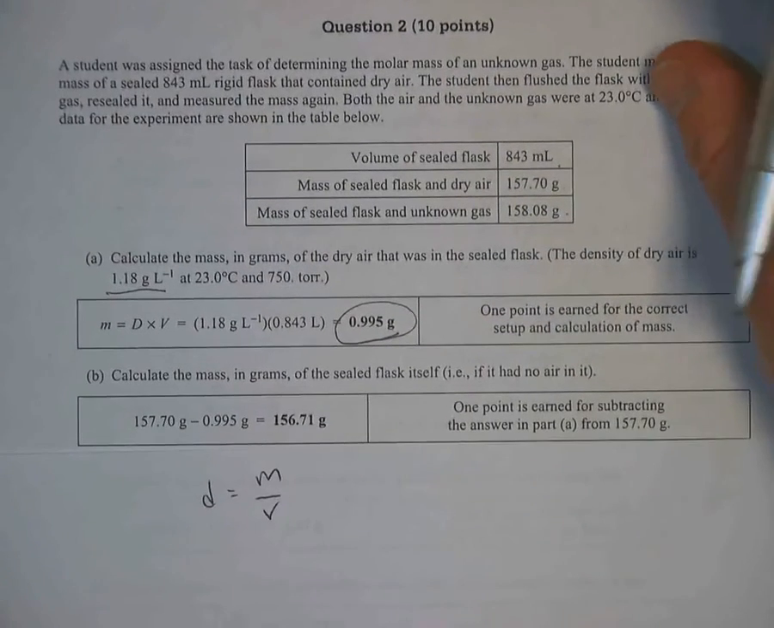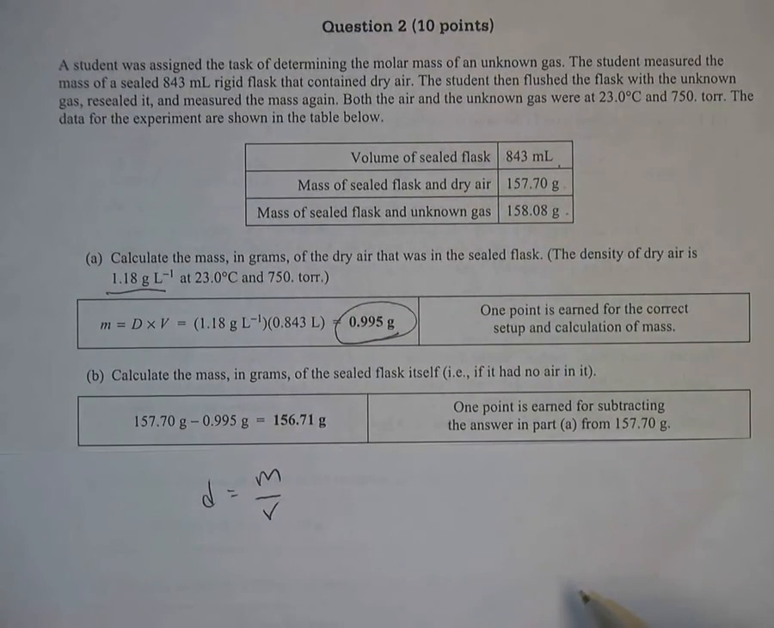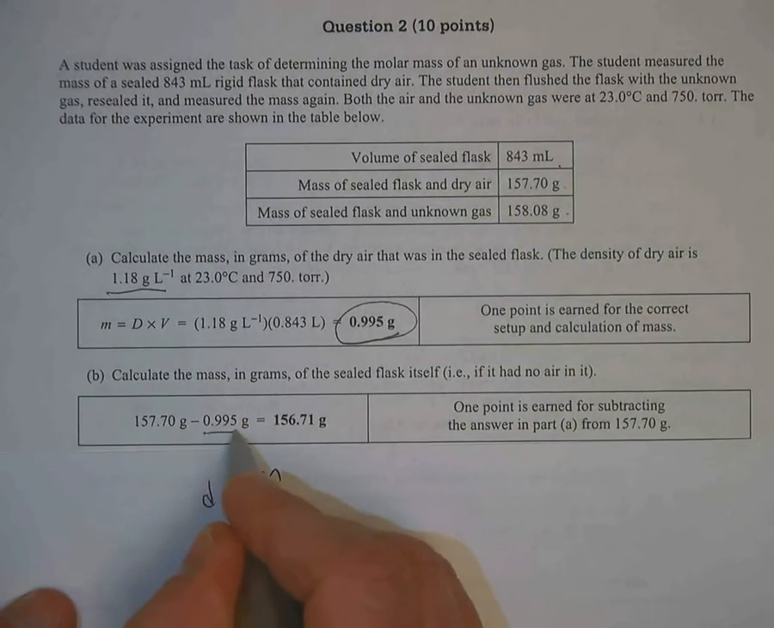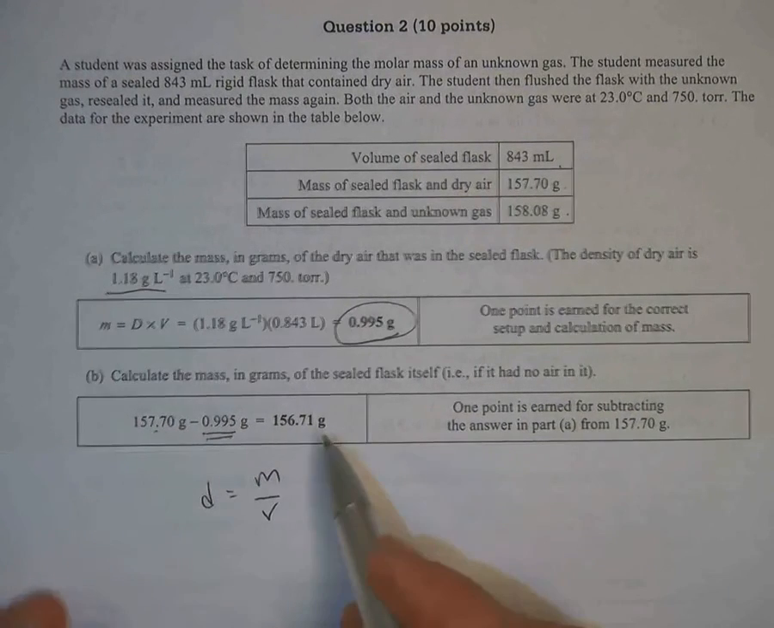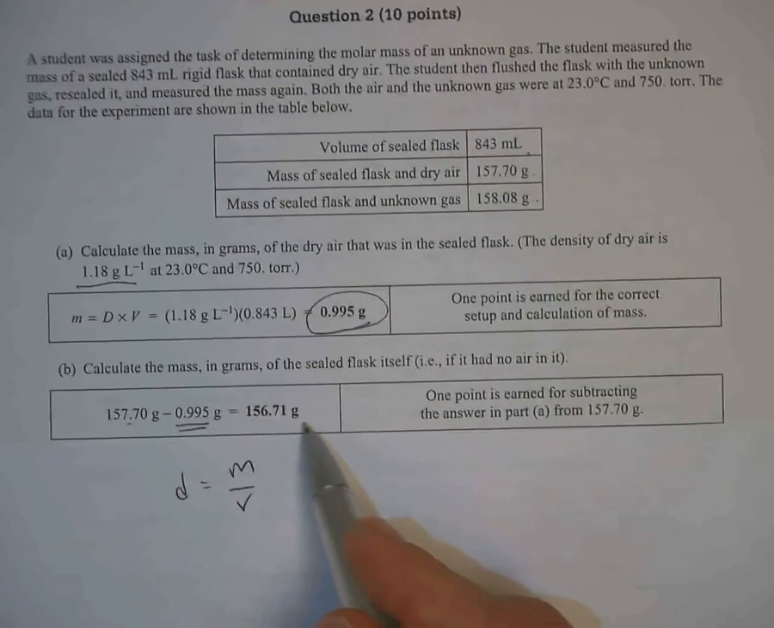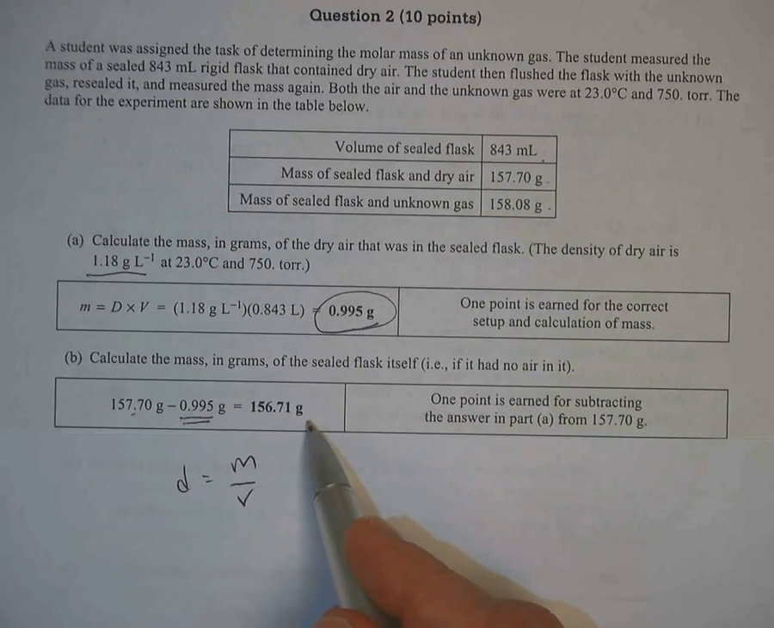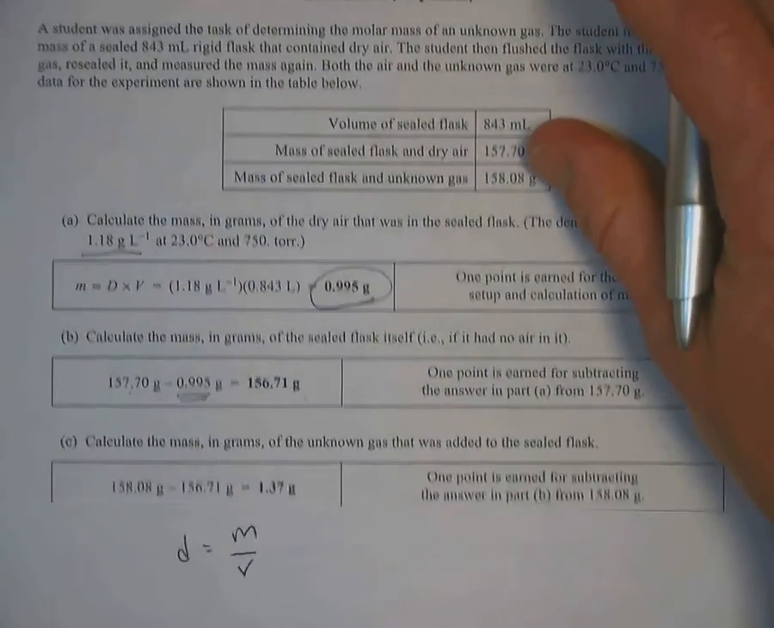Then they say calculate the mass in grams of the sealed flask itself. So you subtract out the dry air from the flask. Notice this one, you don't really have to know anything about chemistry. You just have to know that a flask with air in it weighs more than a flask without air in it, and subtract out that air.